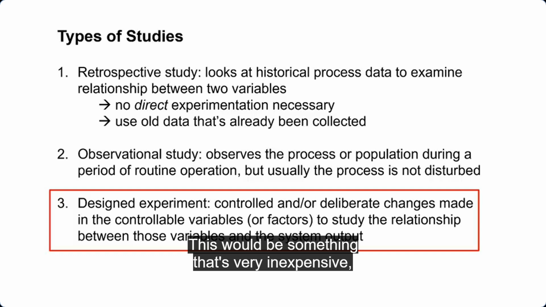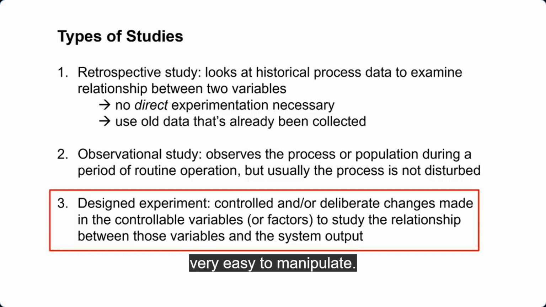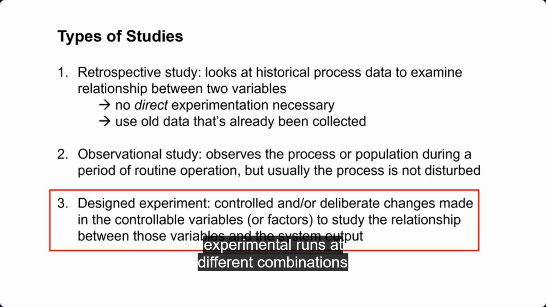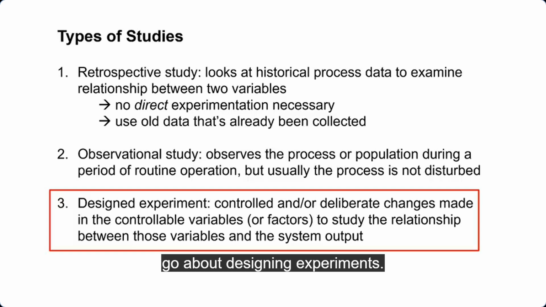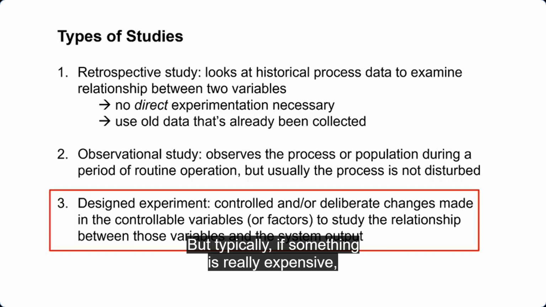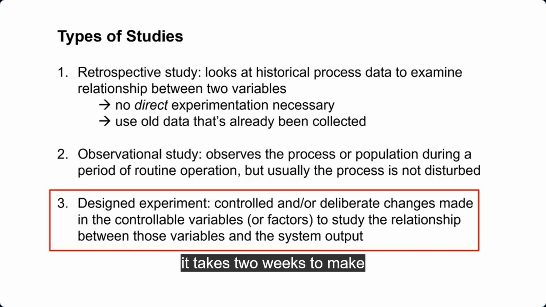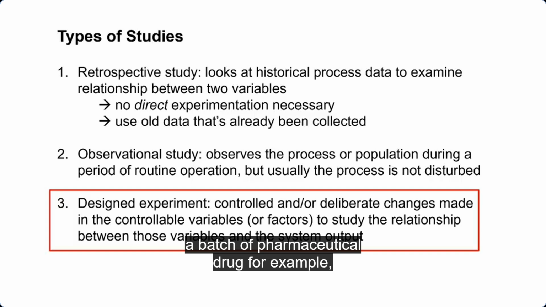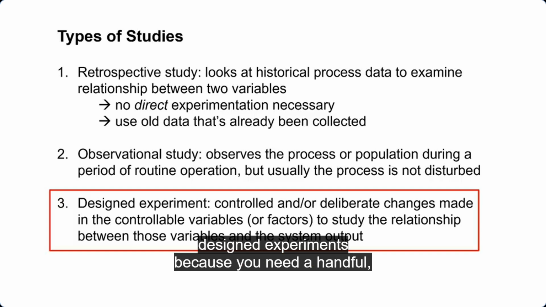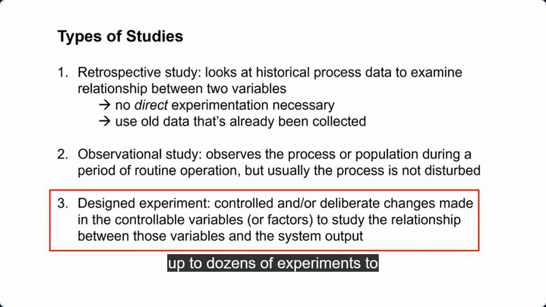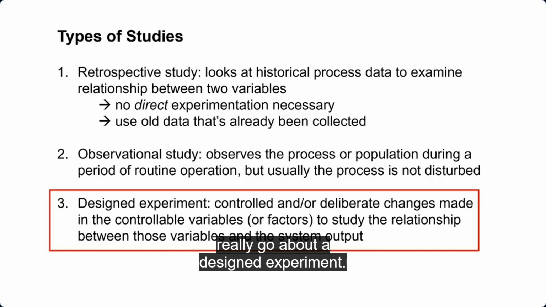This would be something that's very inexpensive, very easy to manipulate. You can do a lot of experimental runs at different combinations of all your variables or factors. At the end of the specialization, part 3, I'm going to show you how you can go about designing experiments. But typically, if something is really expensive, like it takes 2 weeks to make a batch of pharmaceutical drug, for example, you're not really going to be able to do designed experiments because you need a handful up to dozens of experiments to really go about a designed experiment.